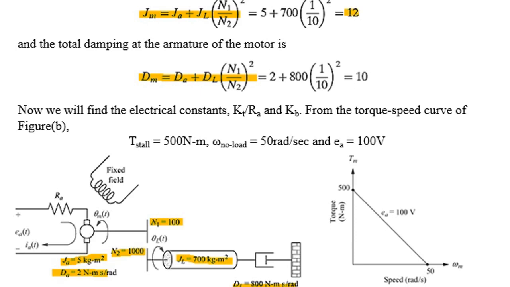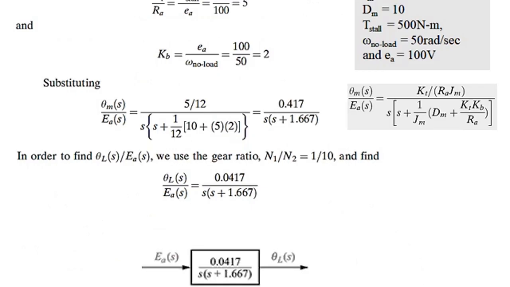Substituting the values from the figure, we have equivalent load inertia equal to 12 and equivalent viscous damping constant equal to 10. Now we will find electrical constants using the torque speed curve given in the figure of the example. From the torque speed curve we have T stall equal to 500, no load velocity is 50, and applied electrical voltage is 100 volt.